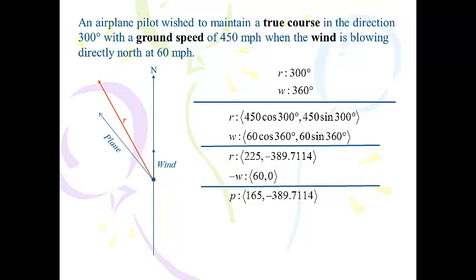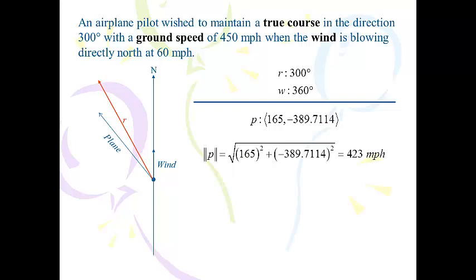We're working backwards to find the plane, though. So the plane is equal to R minus W. So we have to subtract here now to get the horizontal and vertical component of the plane. And we found that through subtraction because, again, R is equal to P plus W. So therefore, P is equal to R minus W.